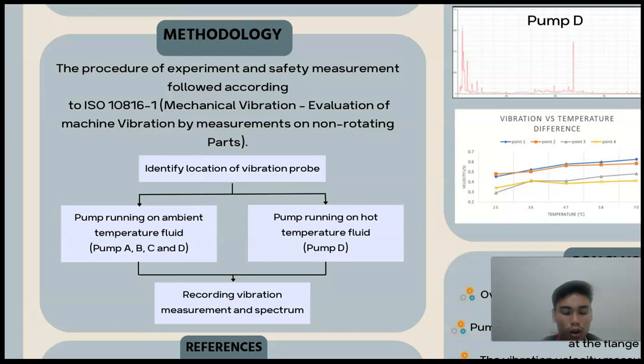For the flow of the research, first of all, identify the location of vibration probe, and then the experiment run on 2 different types of fluid, which are first in ambient temperature fluid conducted on pump A, B, C, and D, while on hot temperature fluid just in pump D. After the pump running on hot or in ambient temperature fluid, the vibration measurement and spectrum was recorded.